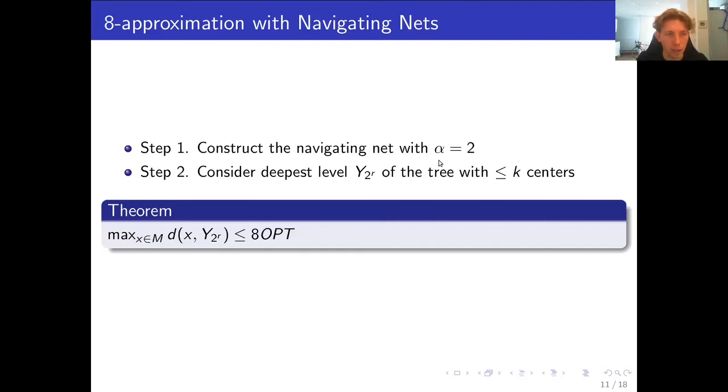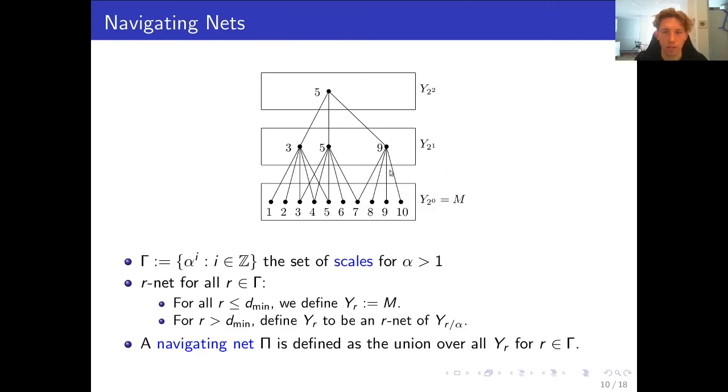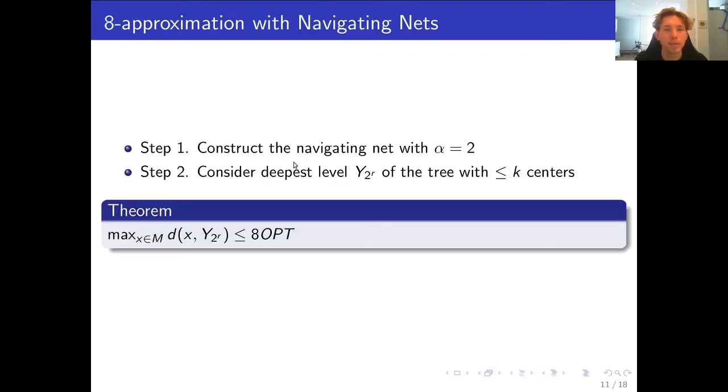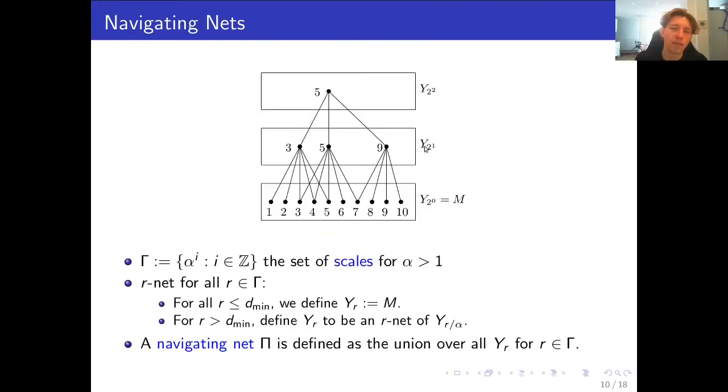Okay, and you can show that you instantly obtain an 8 approximation using these navigating nets. And how do you obtain the solution? You construct the navigating net with alpha equals 2, so the same thing we did here. And then you consider the deepest level, Y_r, of the tree with less than or equal to k centers. So if k is 3, you would output this level as your solution.